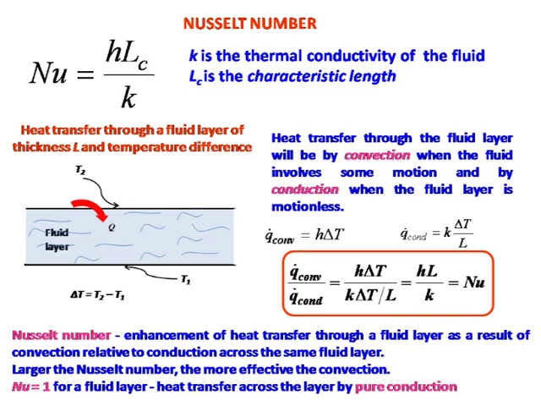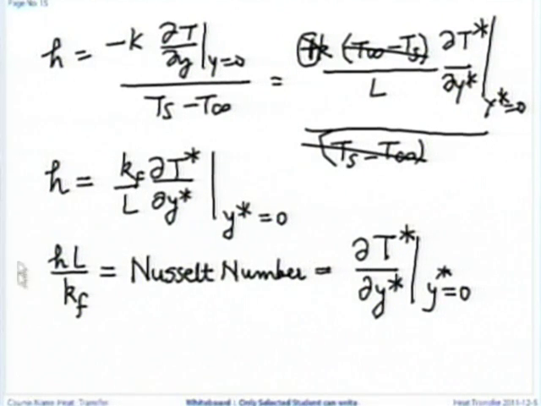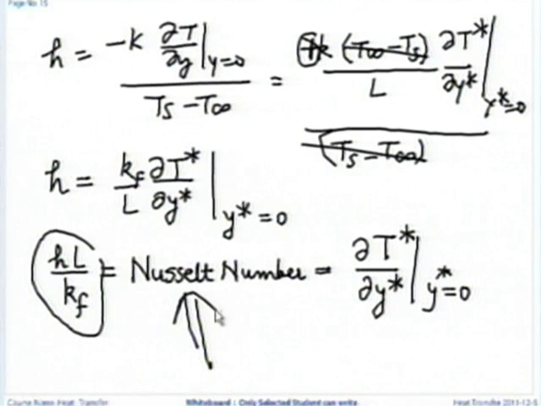Nu is hL_c/k, we wrote it just like that. We have shown that from dimensional analysis. It is not a non-dimensional number which just comes out of the air. In fact, you cannot calculate h first, because the actual thing that you do is calculate Nusselt number first, by using Reynolds and Prandtl number.